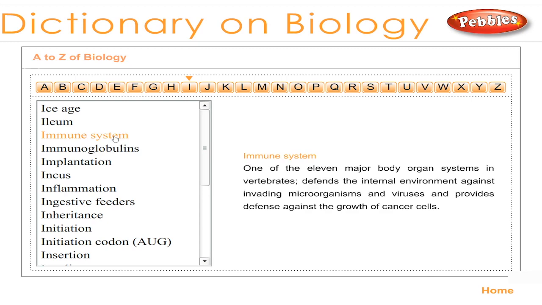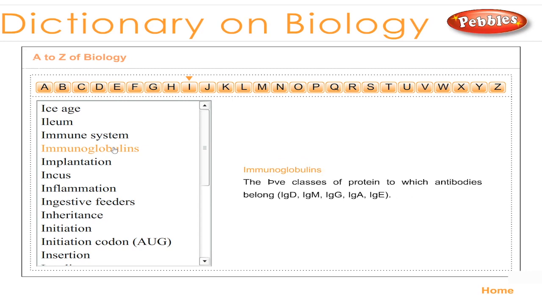Immune system, one of the 11 major body organ systems in vertebrates, defends the internal environment against invading microorganisms and viruses and provides defense against the growth of cancer cells. Immunoglobulins, the classes of protein to which antibodies belong. The 5 classes are IgD, IgM, IgG, IgA, and IgE.